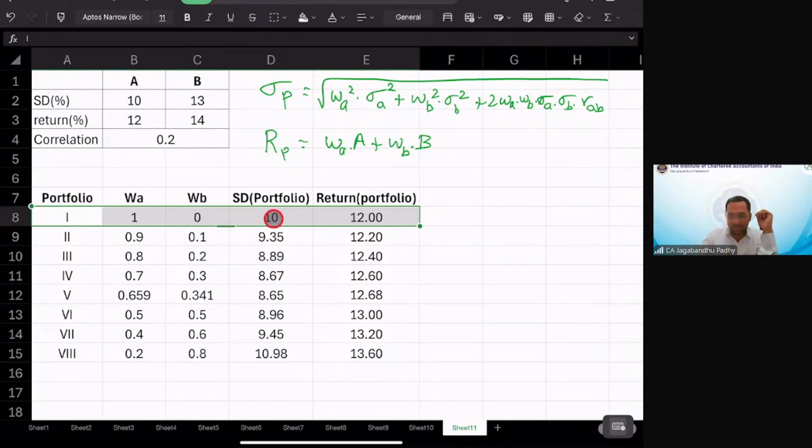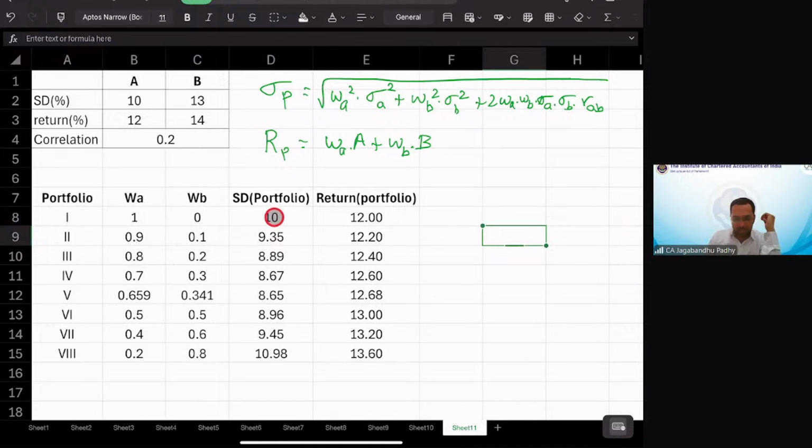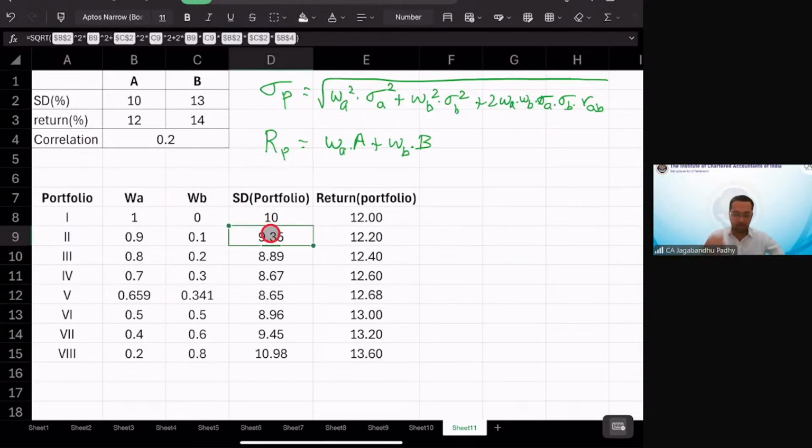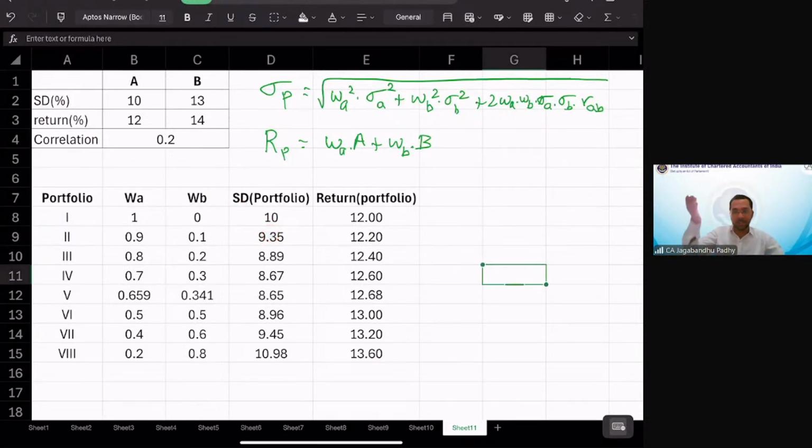But is it rising? Is the risk increasing, guys? Is the risk increasing by combining a high risk security with a low risk security? Is the risk getting reduced? No, the risk is not rising. In fact, risk is getting reduced because from 10, it is becoming 9.35.